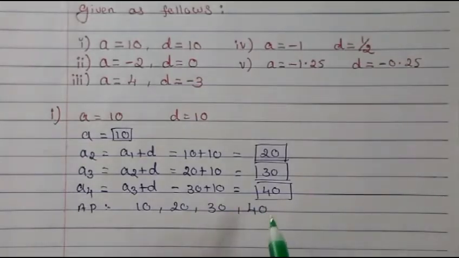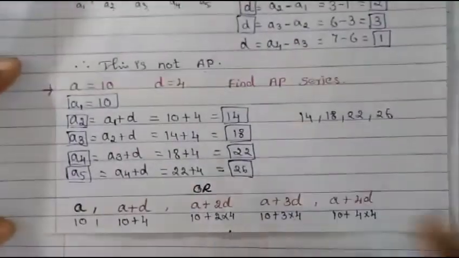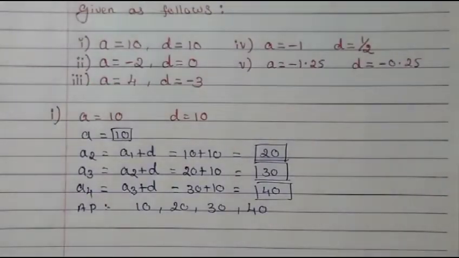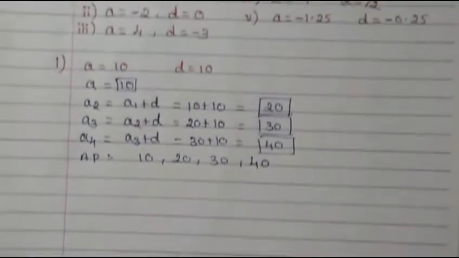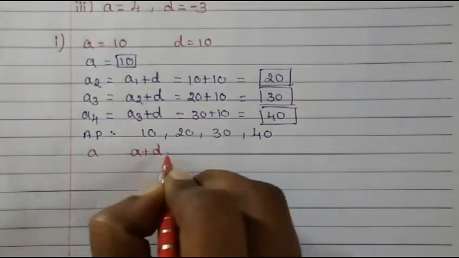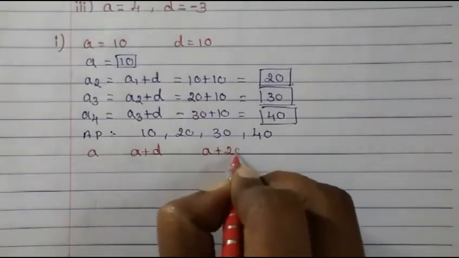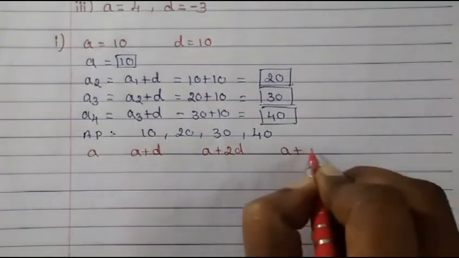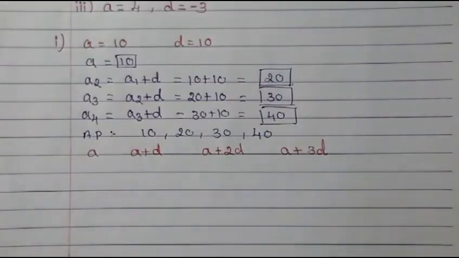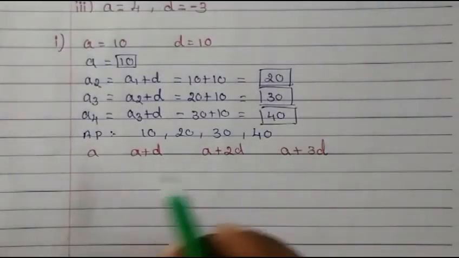So this is one way of doing it. Then, another way, I told you, you can follow the other formula. If you are following this formula, then we write down like this: A, then A plus D, then A plus 2D, then A plus 3D. 1, 2, 3, 4 terms.